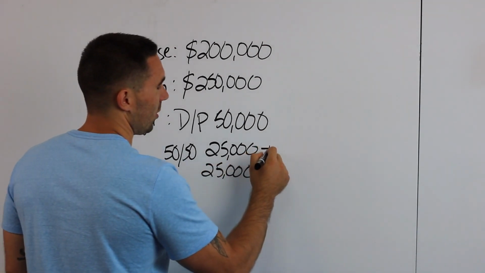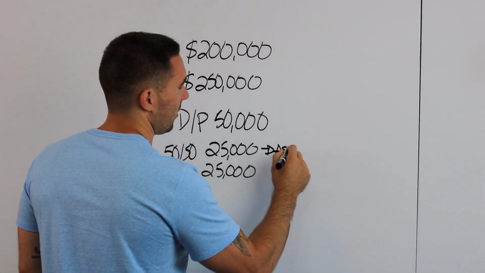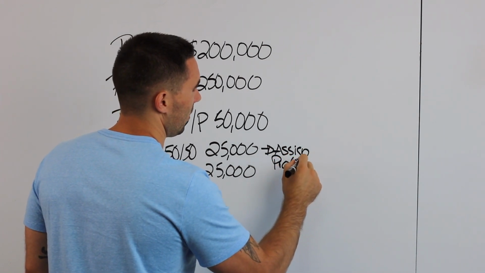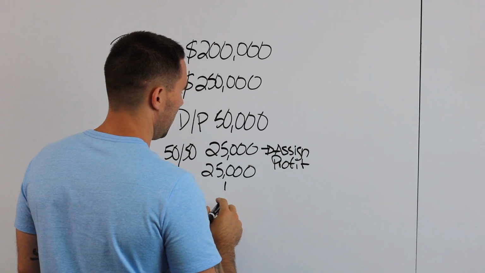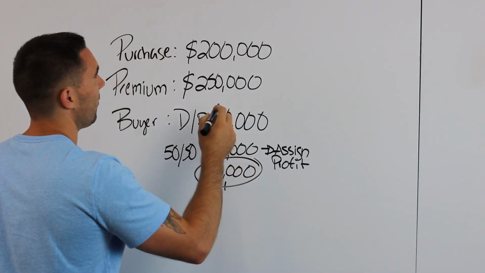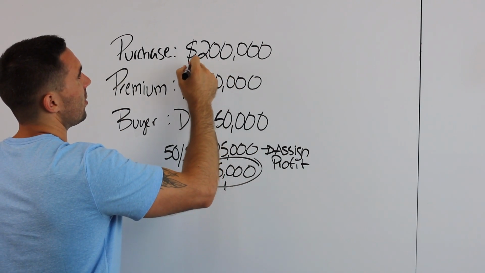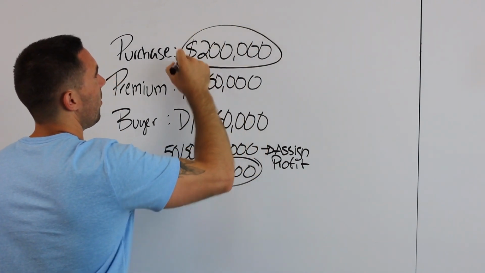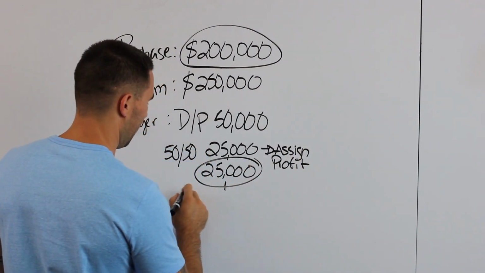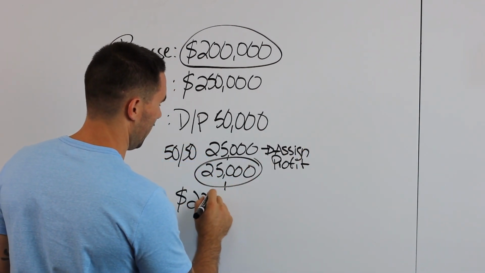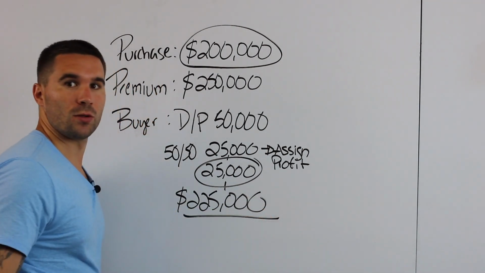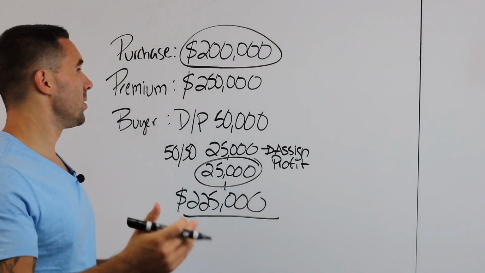So this is your assignment profit. This is the seller's. The seller is going to net $25,000 plus the $200,000 that we agreed upon. So in total they are going to get $225,000 out of this deal.